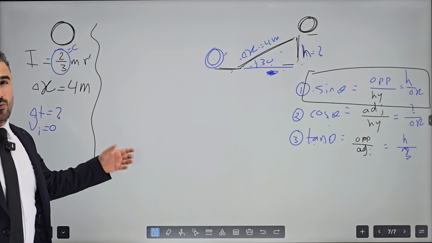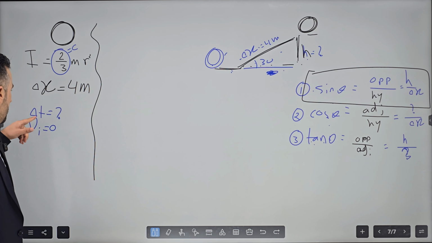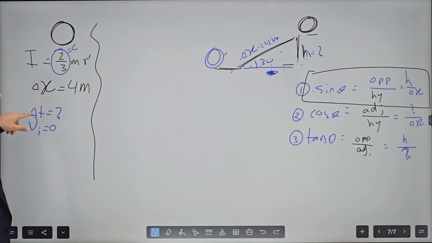You might wonder, why do we need to find the velocity when the question is asking for delta time? I'll tell you in a second. But whenever it comes to these questions, you can find the height anyway, because you will need it in either case.